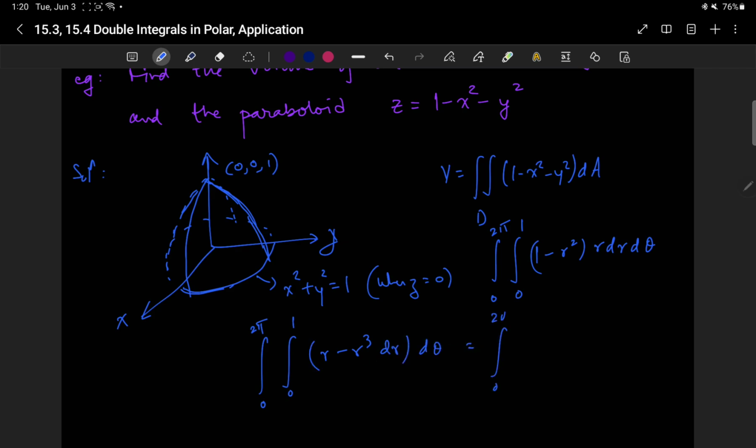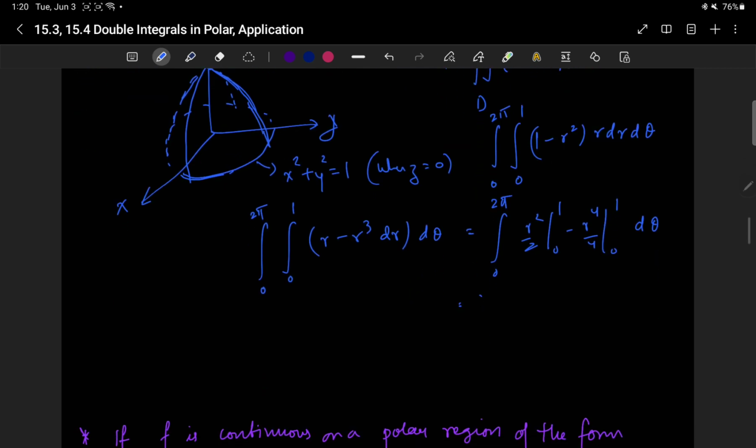So you get 0 to 2 pi, you have r squared over 2 from 0 to 1, and then r to the 4 over 4 from 0 to 1, and then d theta, which is 0 to 2 pi, of 1/2 minus 1/4 d theta. 1/2 minus 1/4 is 1/4, and theta from 0 to 2 pi gives you 2 pi over 4, or pi over 2.